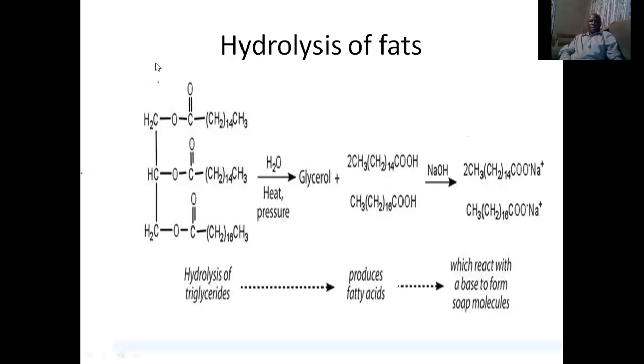And so this is the process. For example, if you have the hydrolysis of triglycerides, which is a fat, and you add water and heat it at an appropriate temperature, you form again the glycerol plus the fatty acids. So these fatty acids, if you add a base, which is sodium hydroxide, you form this compound, which reacts with a base to form soap molecules. So these are the soap molecules.